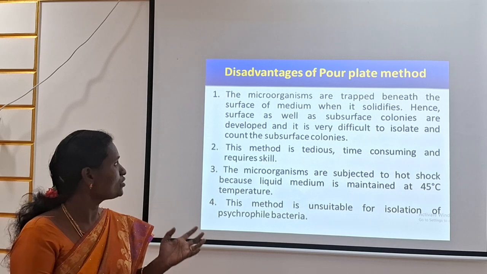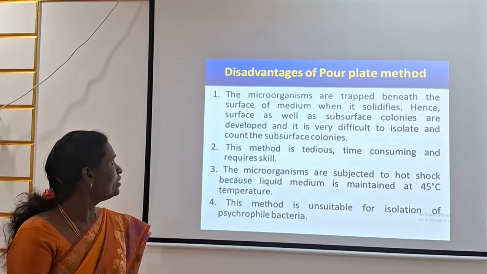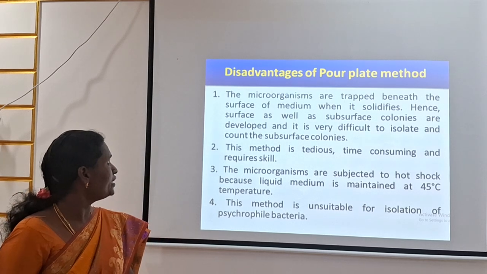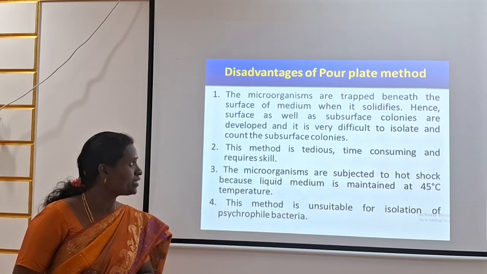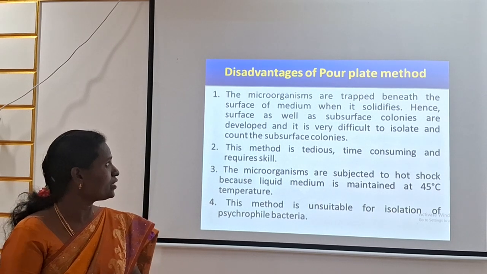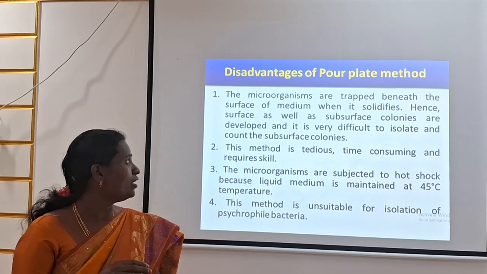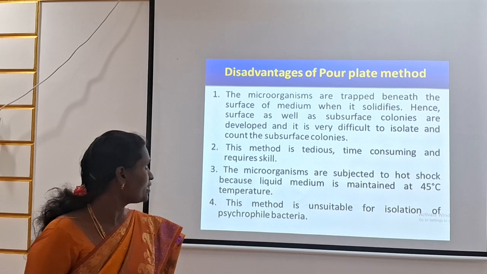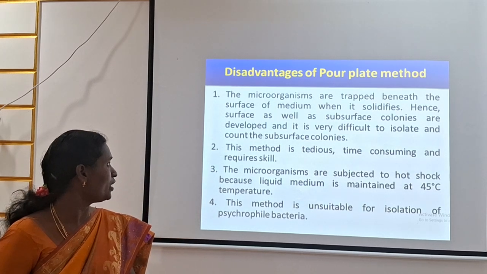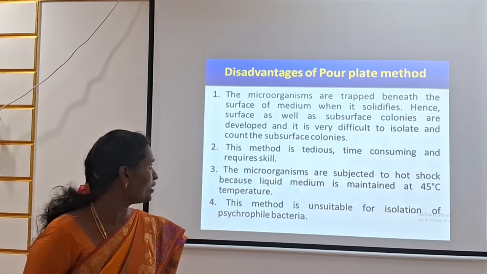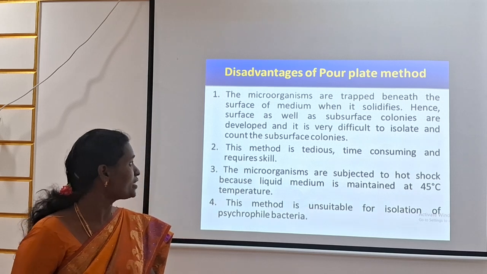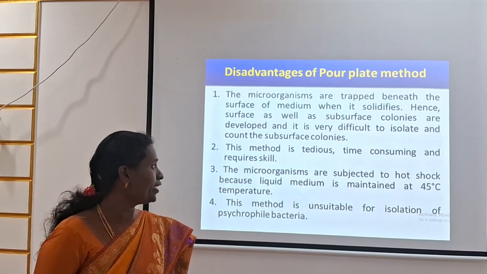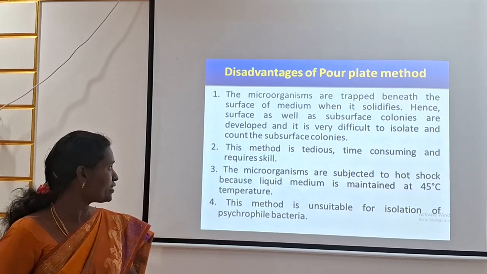There are some disadvantages in the pour plate technique. The microorganisms are trapped beneath the surface of the medium when it solidifies. Identifying the colonies is difficult because they are subsurface colonies. This method is also tedious and time consuming, and requires skill to identify the colonies.